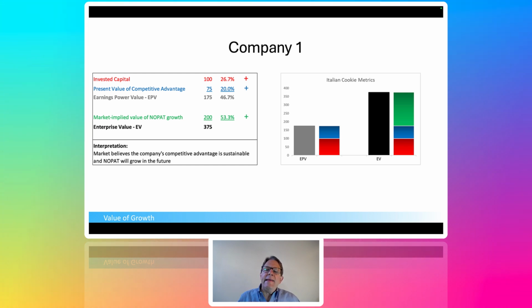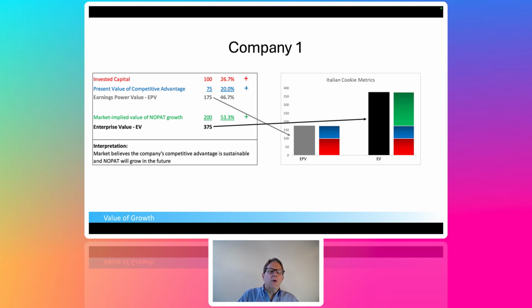On the right, I then take the enterprise value and I add on green. That's where you get green. I'm sorry, I take the earnings power value on the left, I add green, the green market implied value growth to it, and that's how you get the enterprise value. So on the left side of this chart, this table is the various components of the model. Now what you see is positive invested capital, positive present value competitive advantage, and then positive market implied value growth. All right, and so these map.